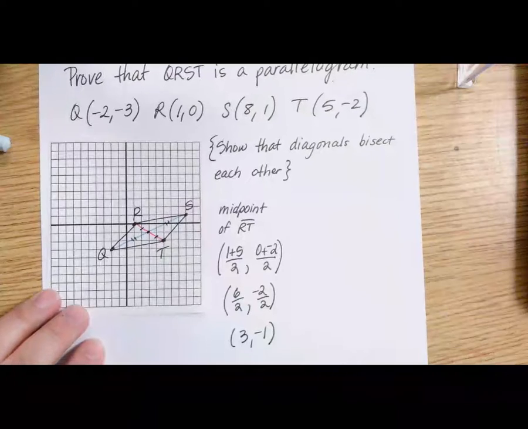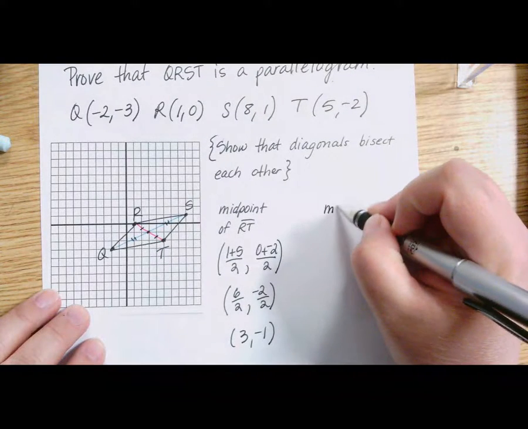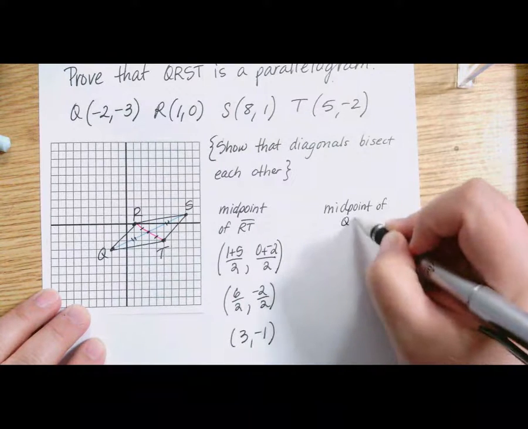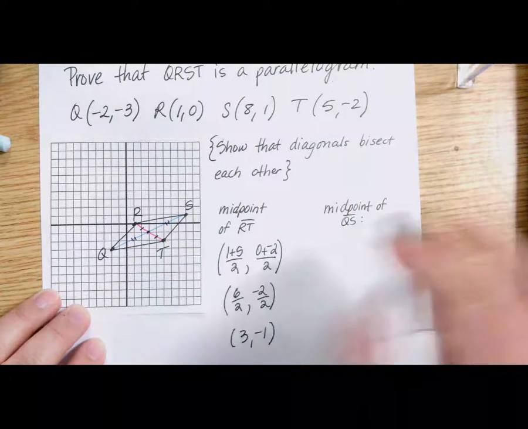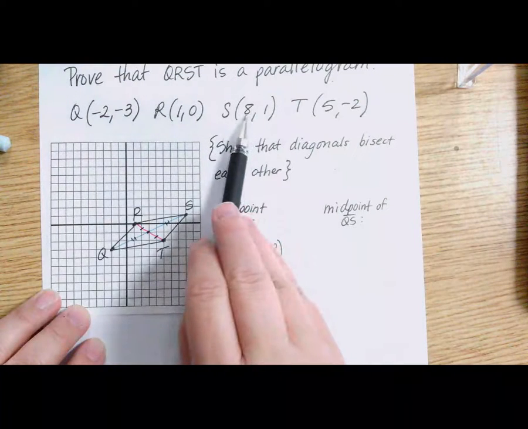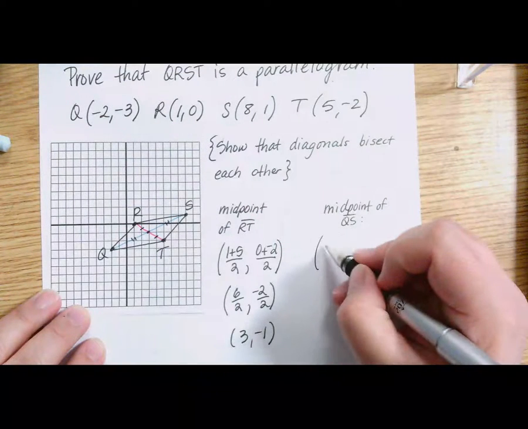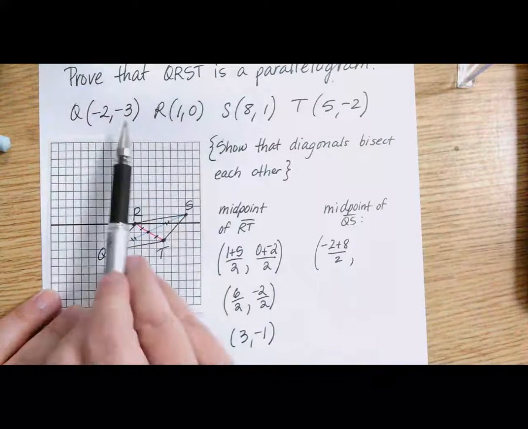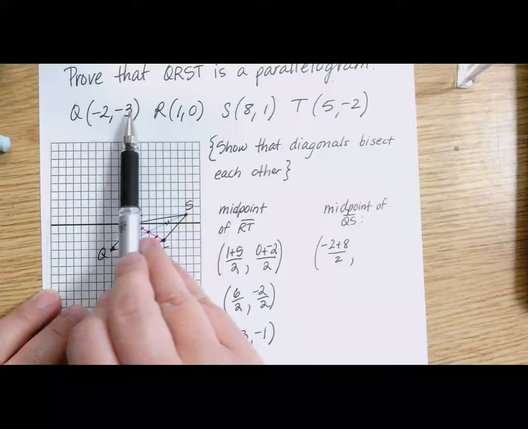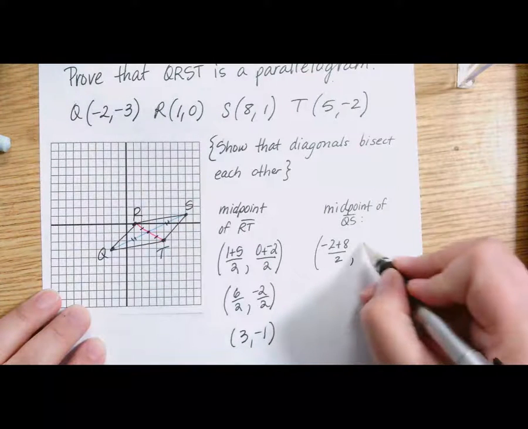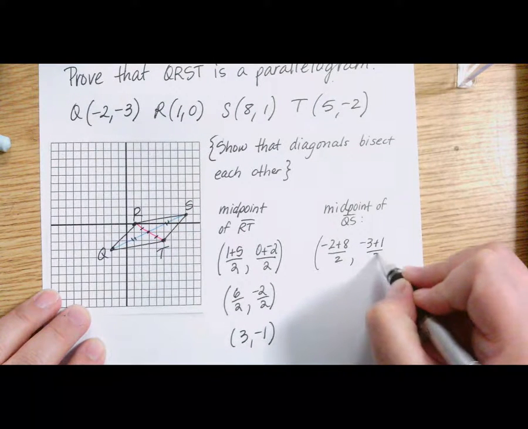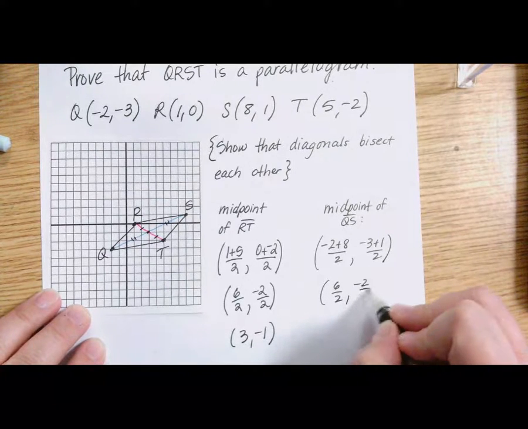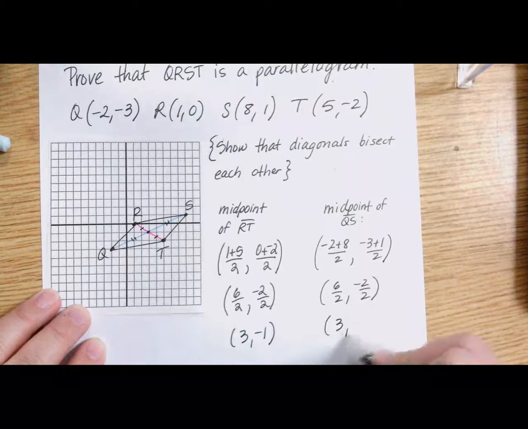Okay, now I need to do the same thing for QS. Let's find the midpoint of QS. All right, -2 + 8 divided by 2. Add the x's and divide by 2. That's finding the average of the two x's, or the middle number between the x's. The middle number between the two y's, add -3 + 1 and divide by 2. This gives me 6 / 2. This gives me -2 / 2, and just like before, we get 3, -1.